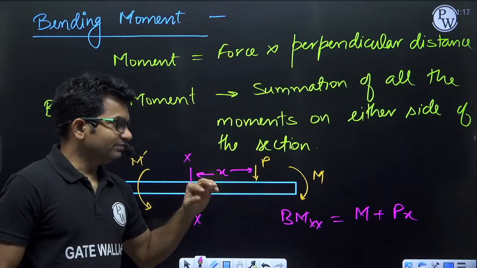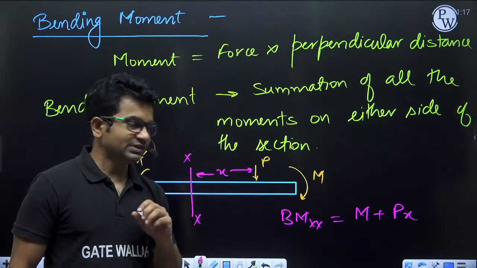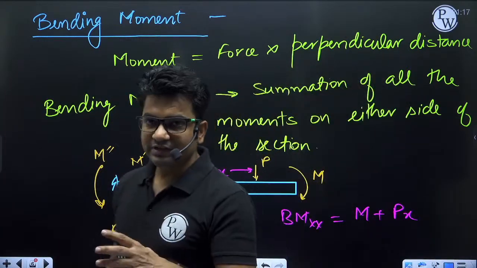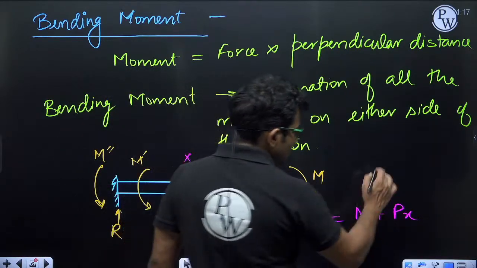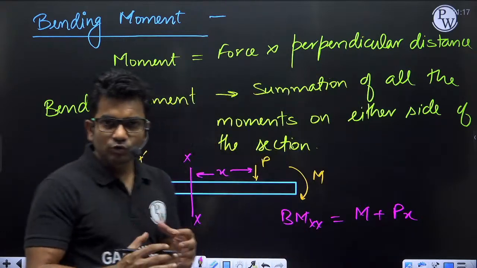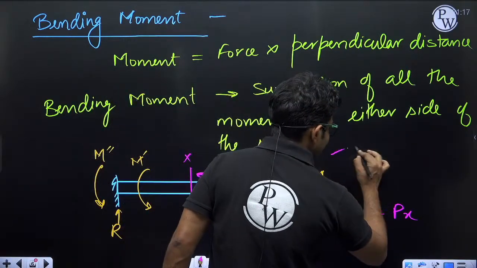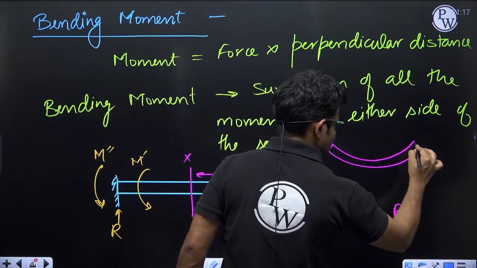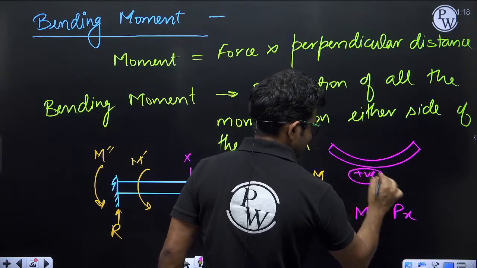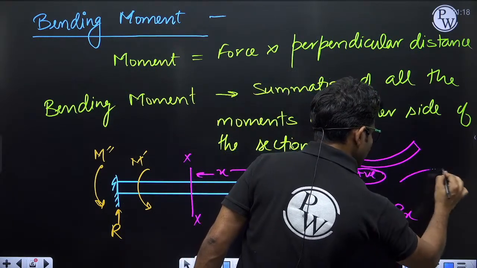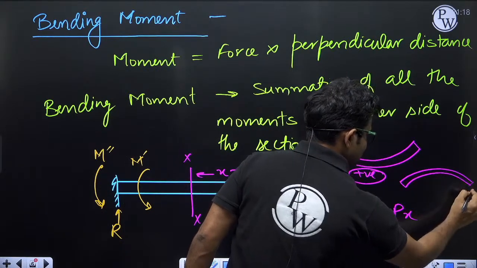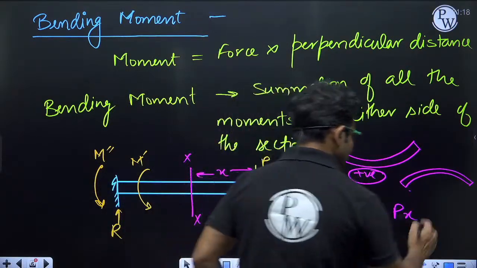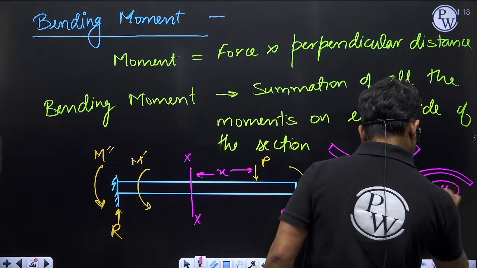Now this I have done without considering the sign convention. Let me tell you the sign convention also, so that there is no confusion. If the force is tending to bend the beam in this way, then it is positive. And if the moment tends to bend the beam in this way, then it will be negative.